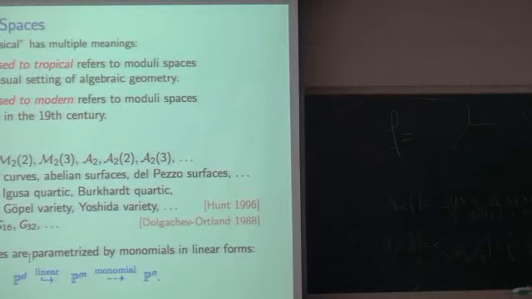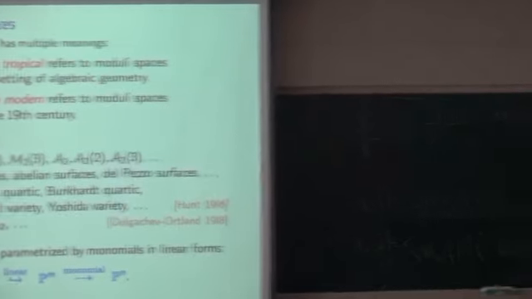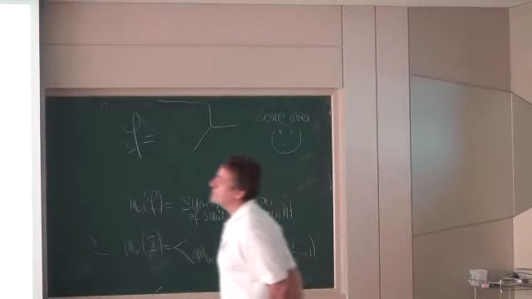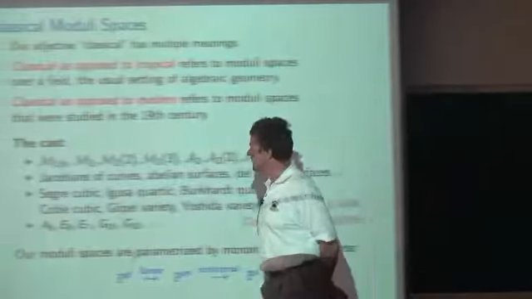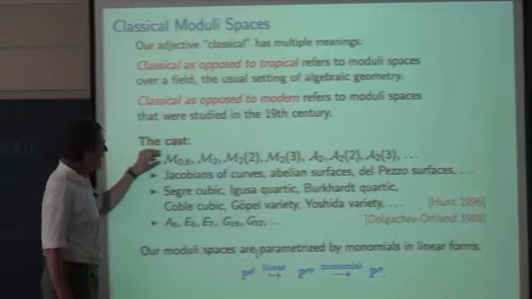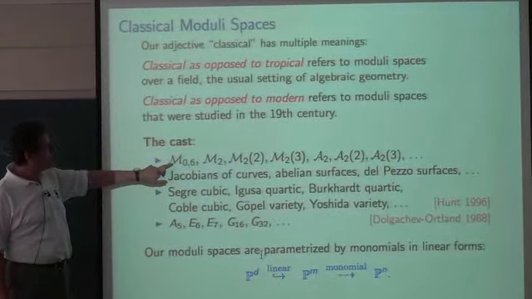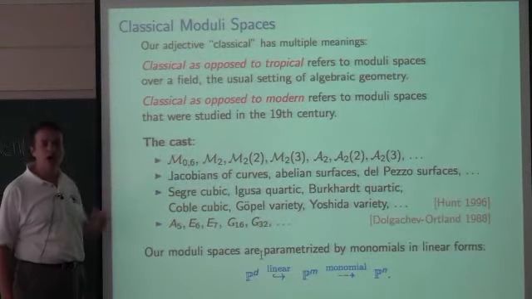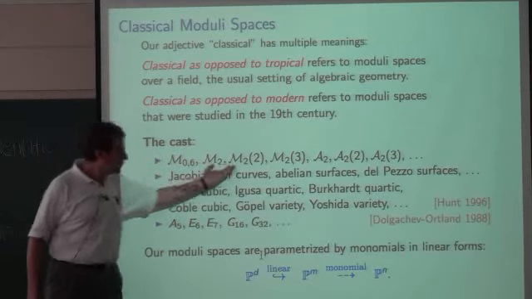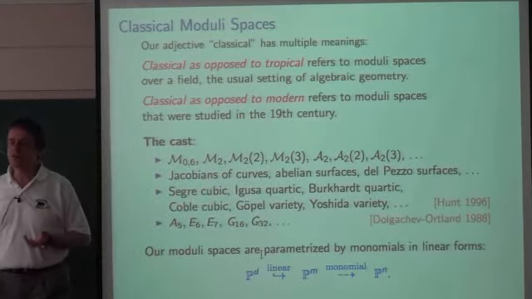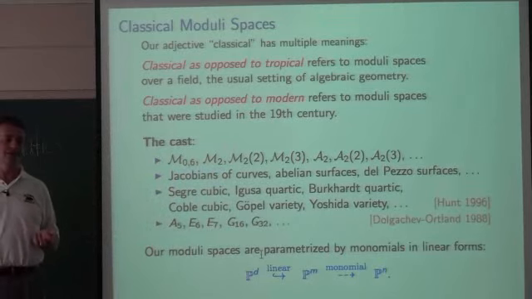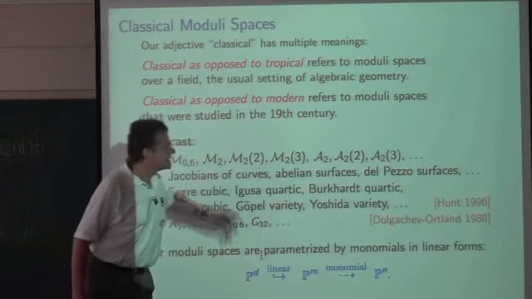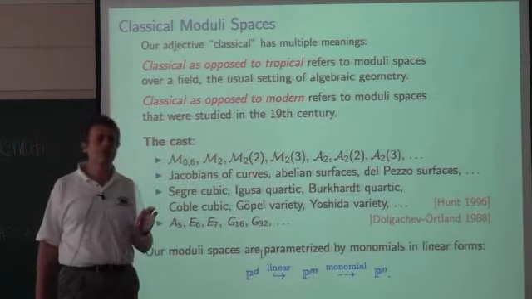Now, as the drama unfolds, let me first give you the cast of characters in this drama. Here are some names of moduli spaces. M for moduli. So this is the moduli space of genus 0 curves, Riemann surfaces with 6 marked points. M2 is the moduli space of genus 2 curves. Again, we saw some genus 2 curves in your lecture. And these parentheses 2 and 3 refer to level structure.